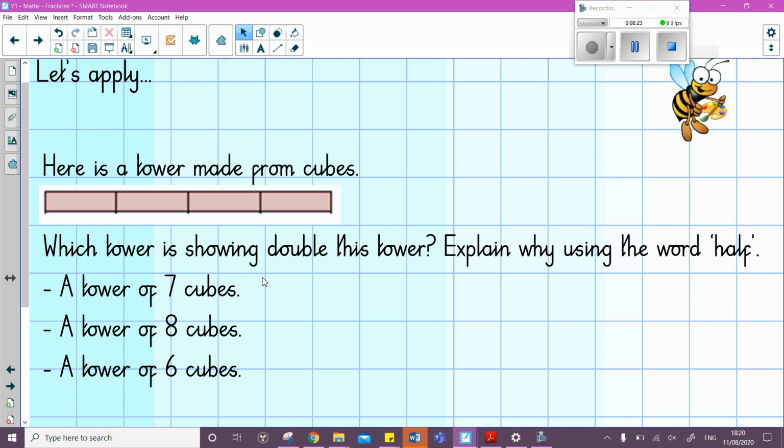So maybe you could draw or build a tower of 7 cubes, a tower of 8 cubes, and a tower of 6 cubes. Which of these 3 is showing double this tower? And can you explain why using the word half?